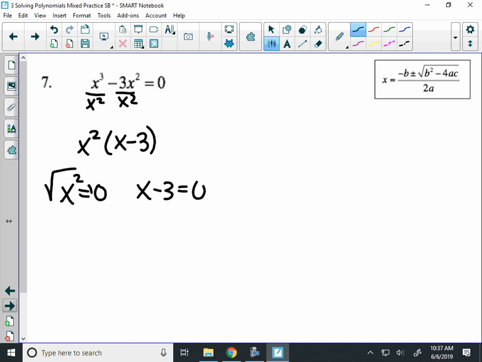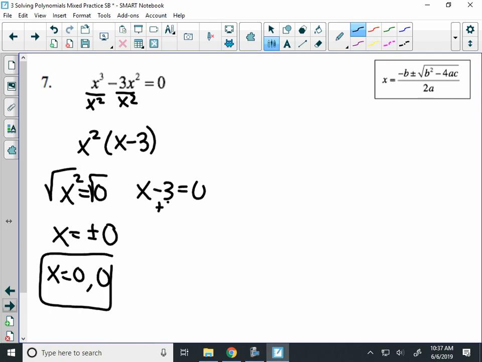When I square root x squared and 0, I get plus or minus 0, which really just means I have 0 twice, right? Positive and negative 0 are the same. So that means I have a multiplicity of 2 at that root. So 0 and 0. And then I add 3 and get x equals 3 is the other root. And that'll be it.